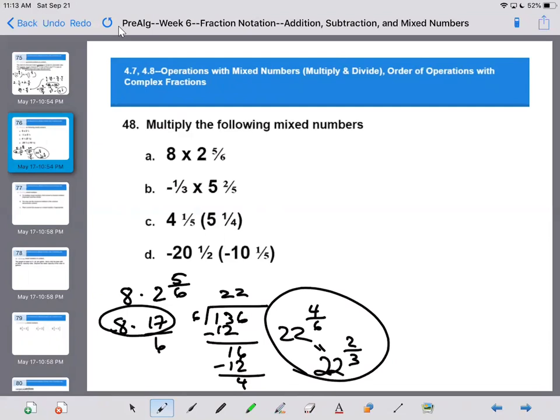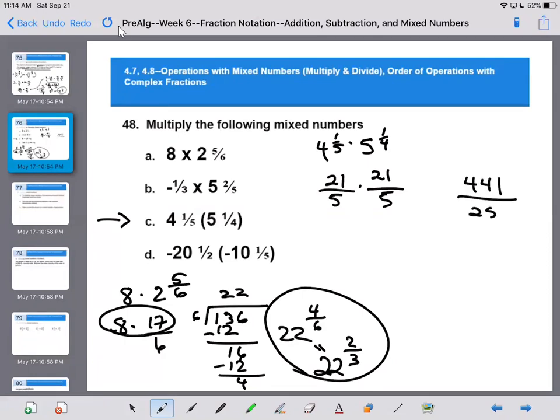If you look at part C, we've got 4 1/5 multiplied by 5 1/4. So I would change 4 1/5 to 21/5 multiplied by 21/5. So you would take 21 and multiply by 21. You're going to get 441 divided by 25. And so 25 will divide 44 one time. So that's 19.